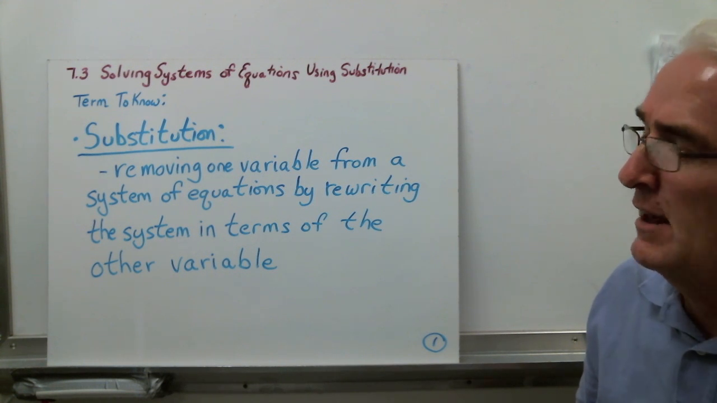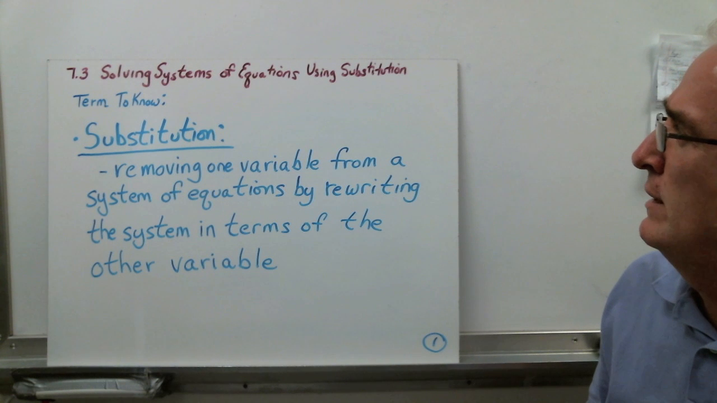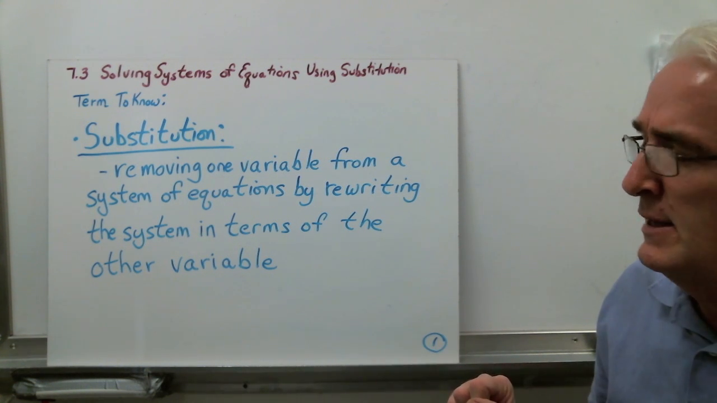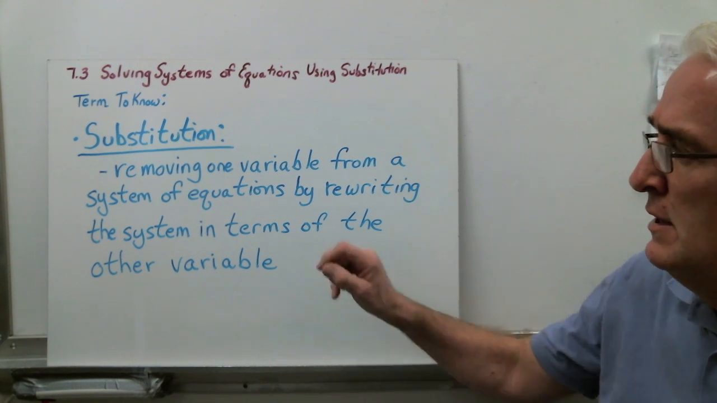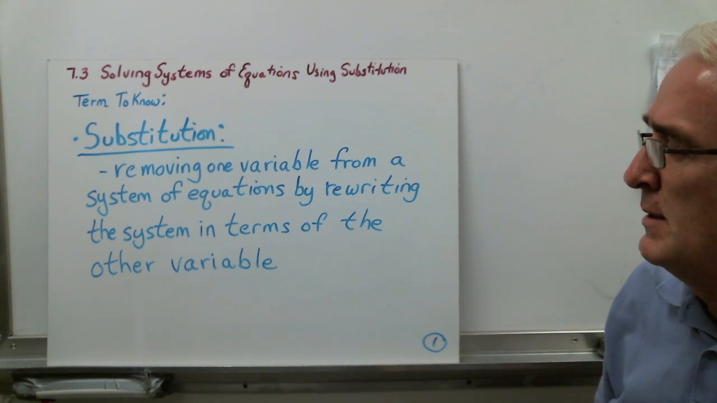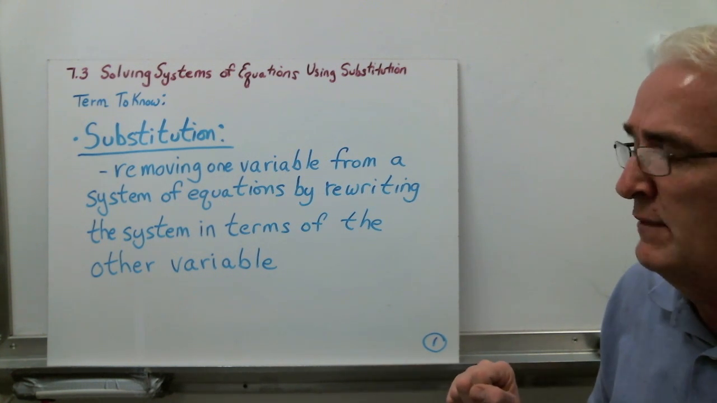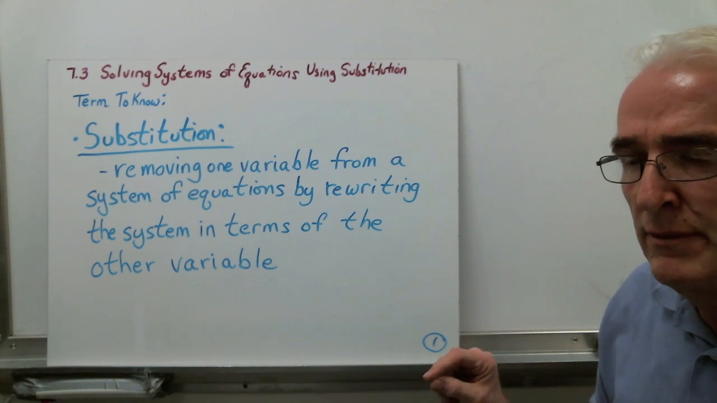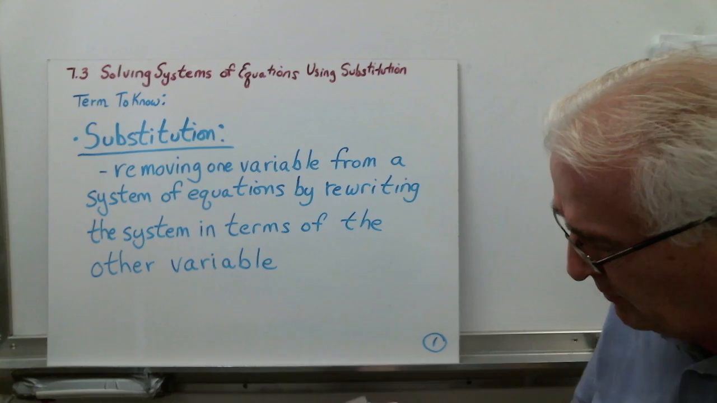Today's lesson is 7.3 from your textbook, Solving Systems of Equations Using Substitution. The only term we need to focus on today is the term substitution. The definition of substitution is removing one variable from a system of equations by rewriting the system in terms of the other variable. Okay? We'll understand just what this means as we go through some practice problems here.